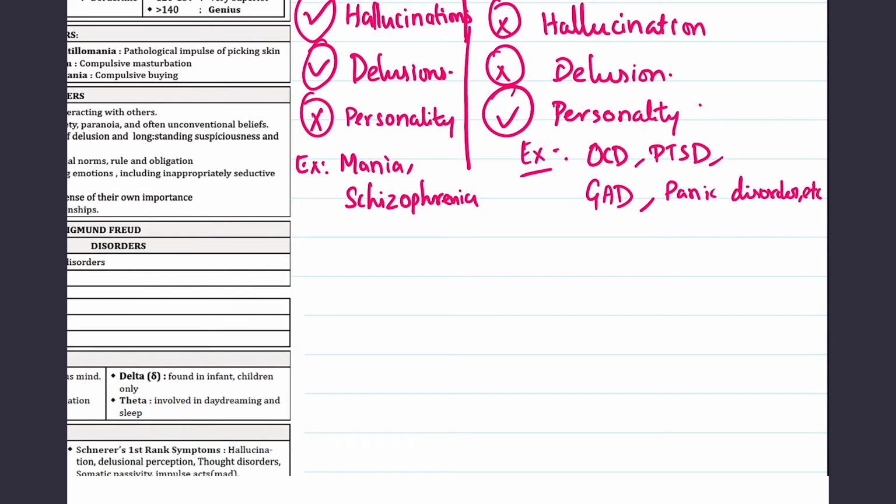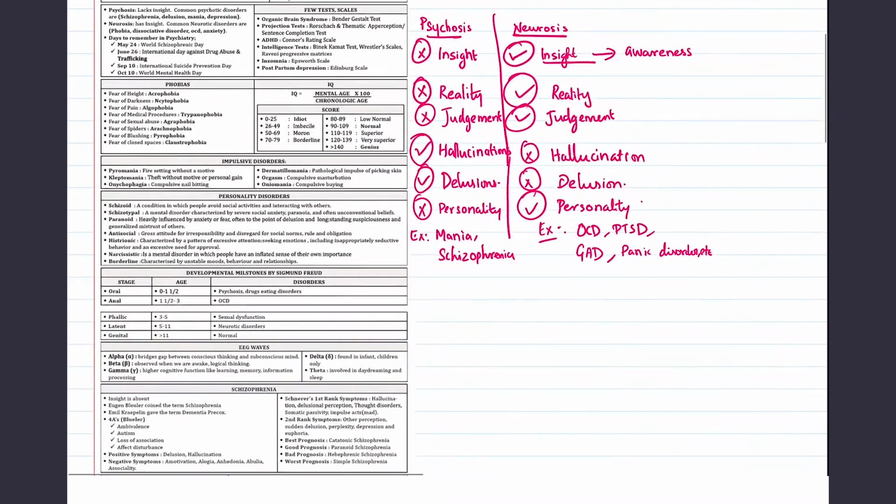These are the differences between psychosis and neurosis. Very important, you should know. So psychosis lacks insight and neurosis has insight. Okay, so these are the important ones.